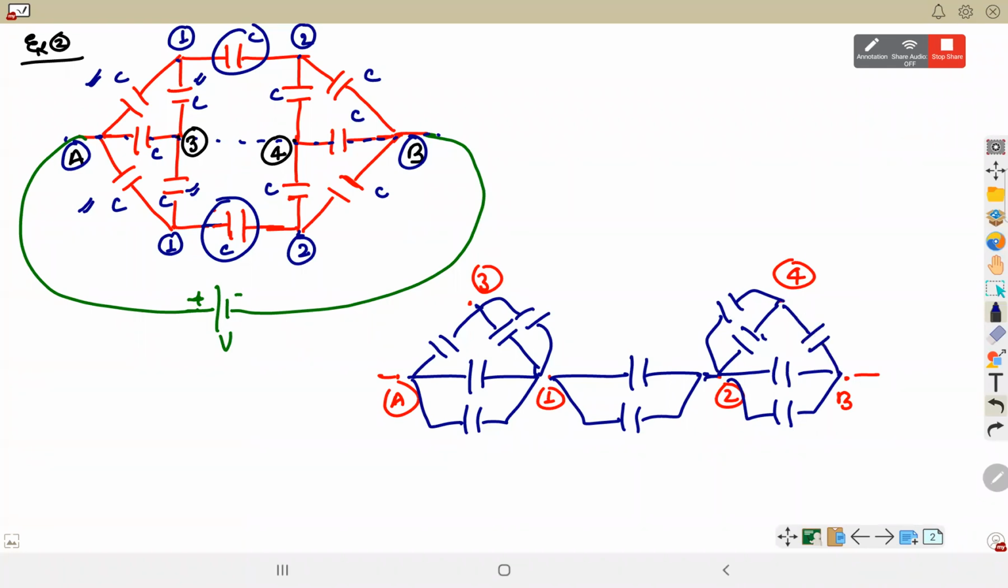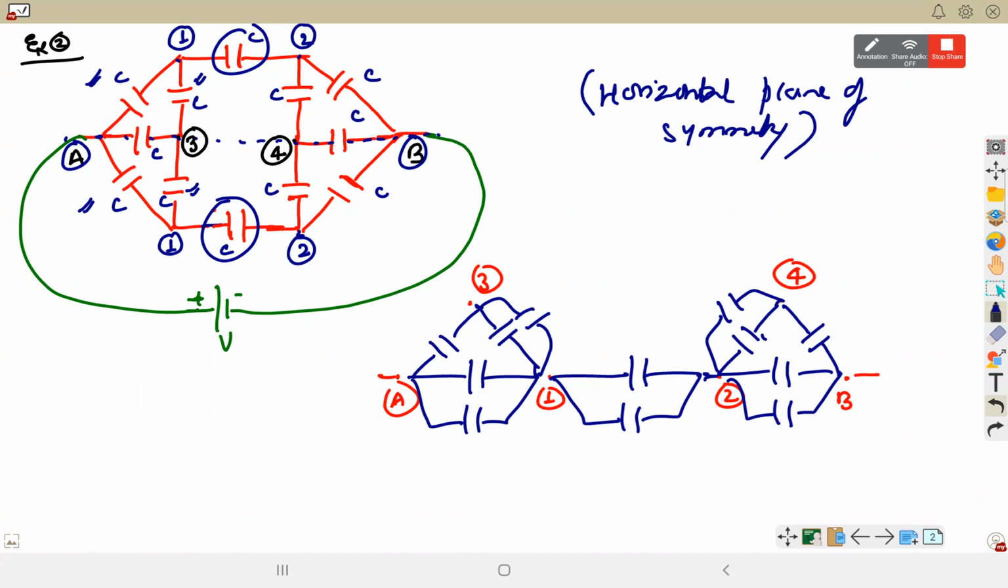This becomes the actual circuit by using the horizontal plane of symmetry method, taking this plane as a mirror. If we assume a mirror at this point, the mirror image points are at the same potential. And now you can easily solve this circuit.